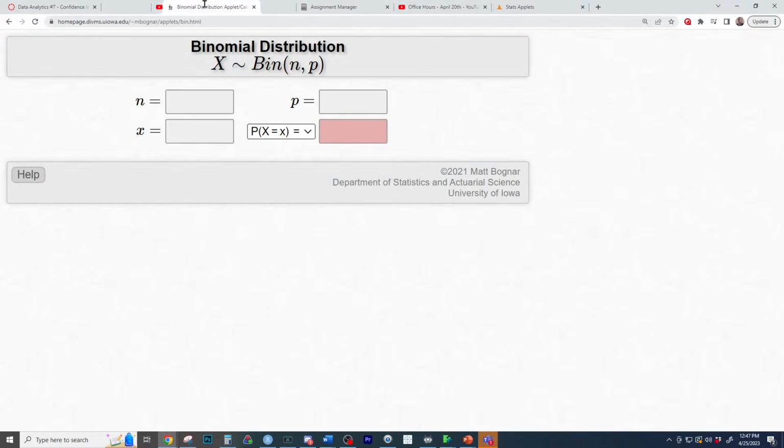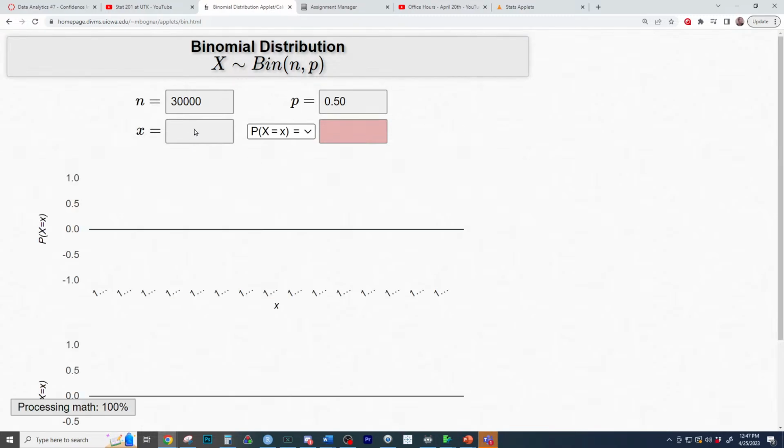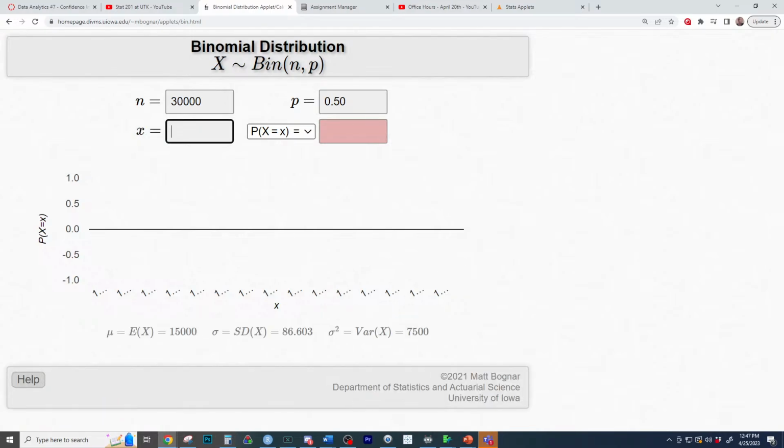Binomial applet calculator. Okay. So if there are 30,000 students at UT, and we have 50 right there, is it going to draw it for me? Oof, look at it crashing right there. So it's having a hard time with this. Let's see if it gives a probability out. It's probably going to be so small we can't even calculate it.